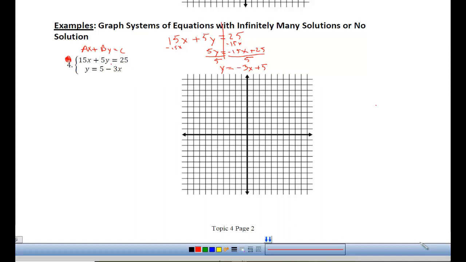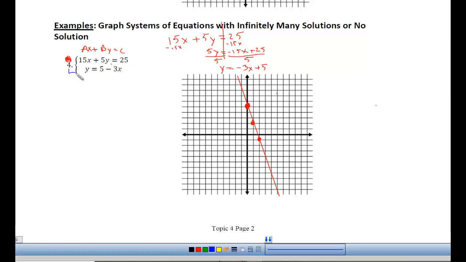So now we'll put it on the graph. So I have plus 5, 1, 2, 3, 4, 5. And I have a slope of negative 3. So I'll go down 1, 2, 3 and run 1. 1, 2, 3 and run 1. And we will go ahead and put a line through all these.